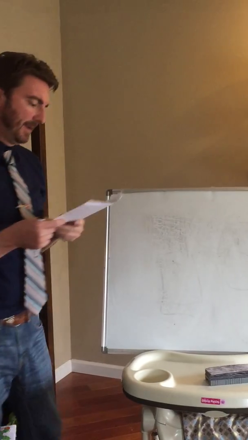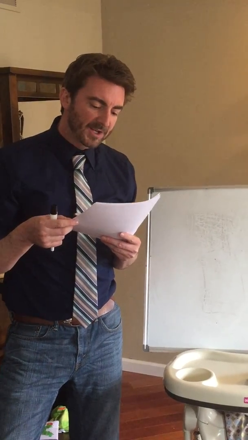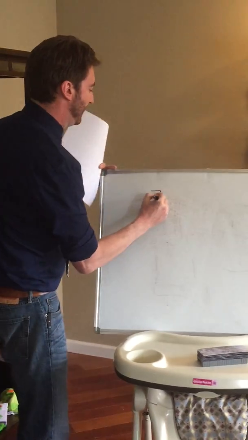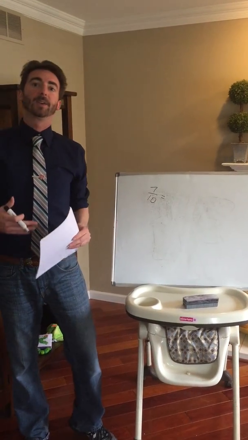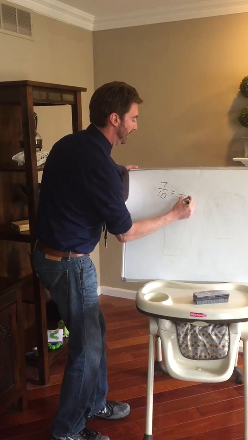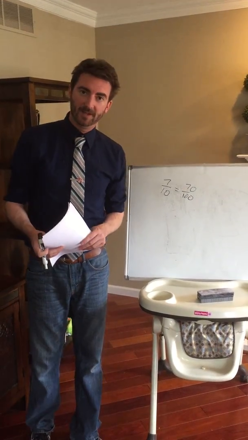And then number 10 says Matthew walks 7/10 of a mile to Zach's house. A fraction in the hundredths equal to 7/10 is, so 7/10, and we have to turn that into a fraction using hundredths. So again, whatever we do to the bottom, we'll do to the top. So 7/10 is equivalent to 70/100ths.